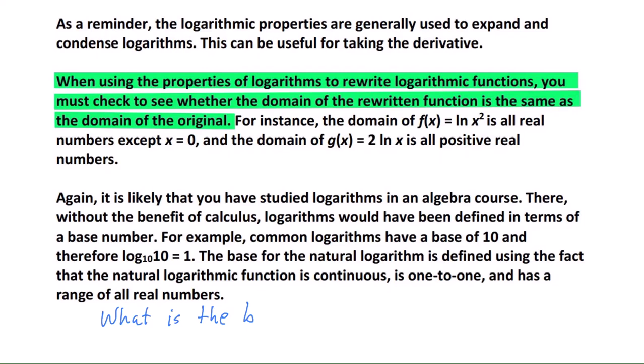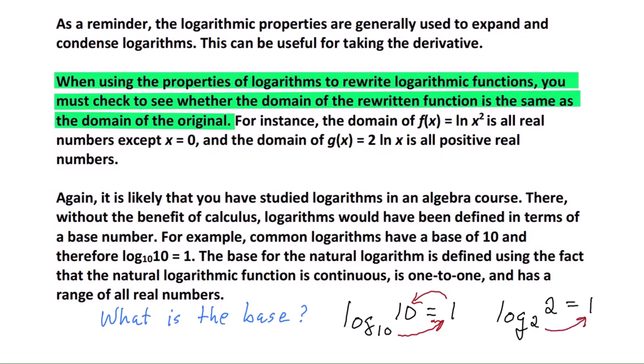So you're always going to have to ask yourself, well, what's the base? And if I've got something like this, log of 10 equals 1, what does that really mean? It means you take the base, raise it to the 1 power, and that gives you the result. If I had base 2 logarithms, the log base 2 of 2 equals 1. So I'm going to raise 2 to the first power, and I get 2. And that's why earlier I said all logarithmic functions will cross the x-axis at 1.